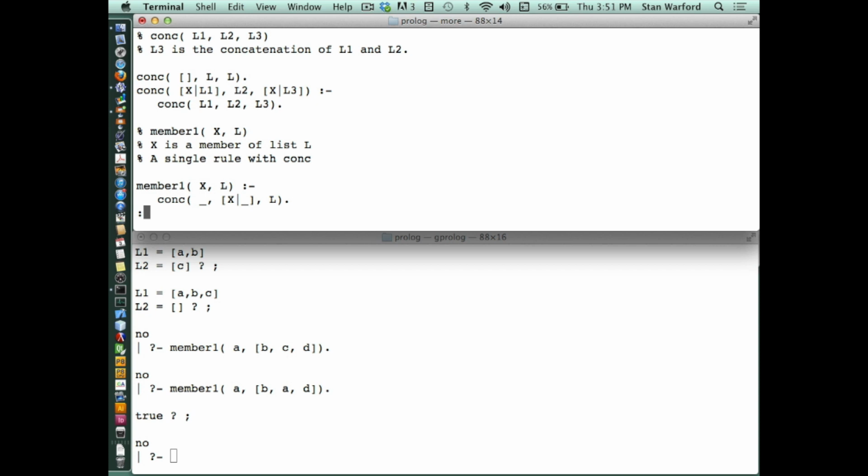If you concatenate any list, that's an anonymous variable, the underscore, right? So if you conc any list with the list that has X as its car, with any list that has X as its car, you get L. That's when X will be a member. And so therefore, you can just write member with this one, and it worked. I just demoed it, member1.